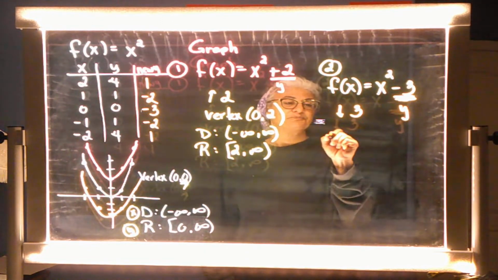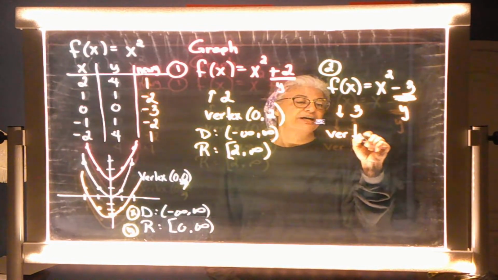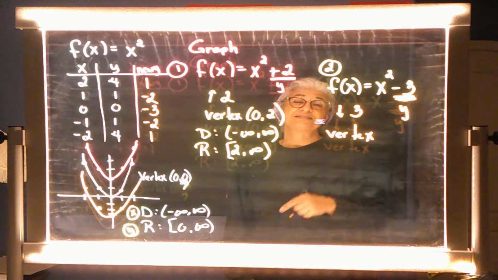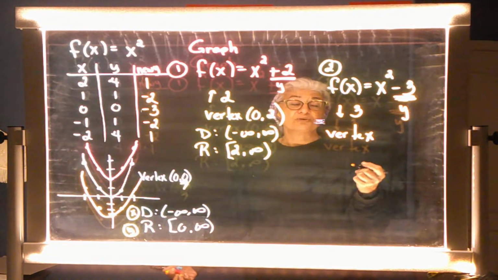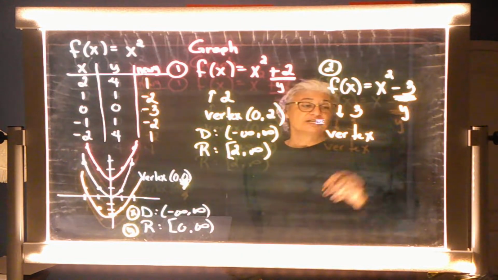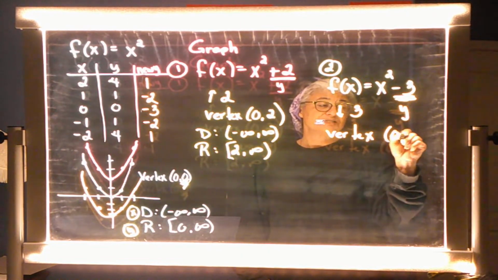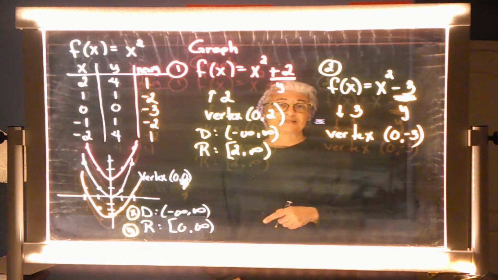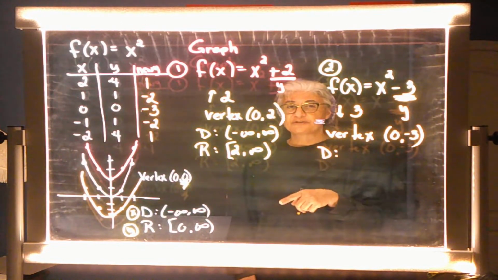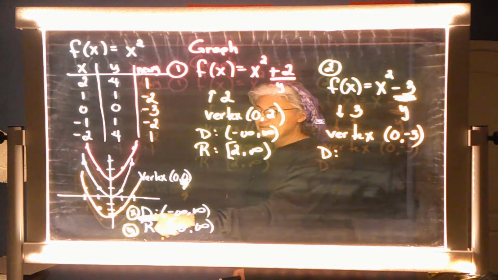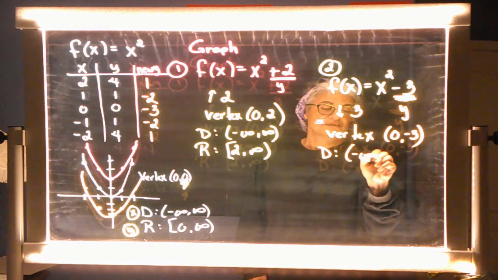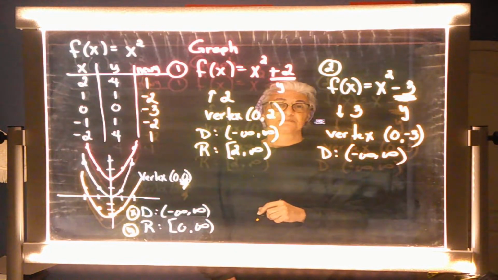So help me out. The parent graph says the vertex is at 0, 0. Is it still at 0, 0? No, the y's were affected. This y value is going to change, which means your vertex is now at 0, negative 3, isn't it? The domain. The domain refers to which variable? Good, your x's. So does the domain change? Nope. Domain stays the same, negative infinity to positive infinity.